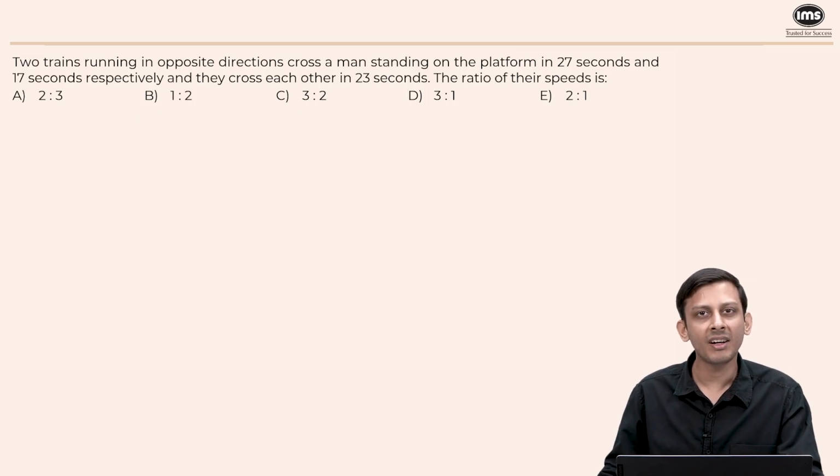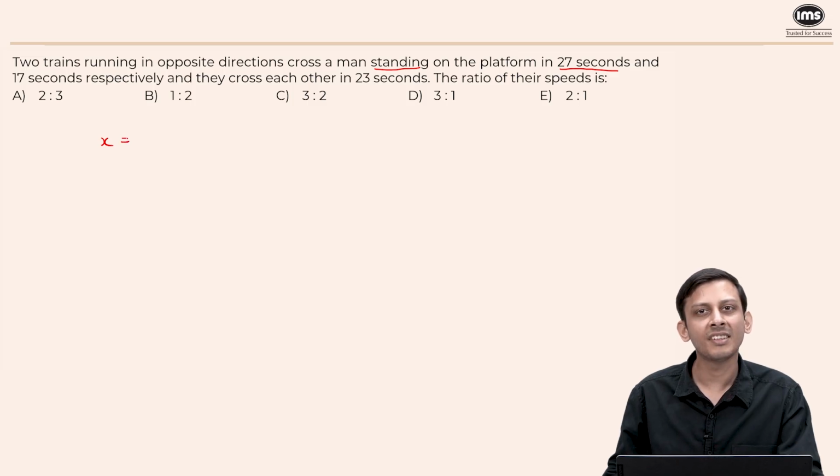So we have that the first train takes 27 seconds to cross a man on the platform. Man is just standing on the platform. So man is a stationary object and man has negligible width. So here the distance that we will consider will just be the length of the train. When a train is crossing a man, the distance is just the length of the train. So let's take the length of this first train to be x meters. So that will be the distance.